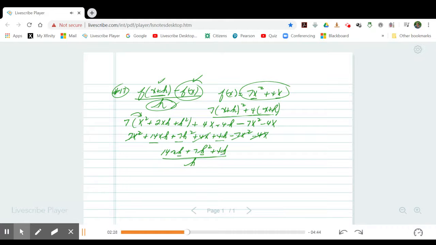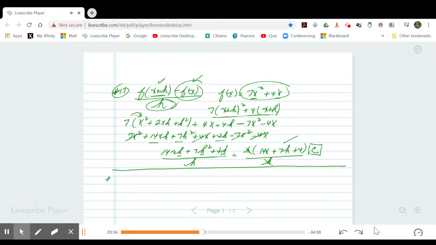And so this is h times 14x plus 7h plus 4, all of this divided by h, and then the h's cancel out, leaving you right here 14x plus 7h plus 4, which is letter C. All right, difference quotient taken care of. And number 18. At least I got from 17 to 18 properly. That's a plus.